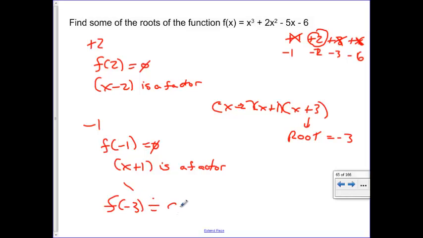So let's try that. f of -3. See whether that is equal to 0. It should be, I hope.